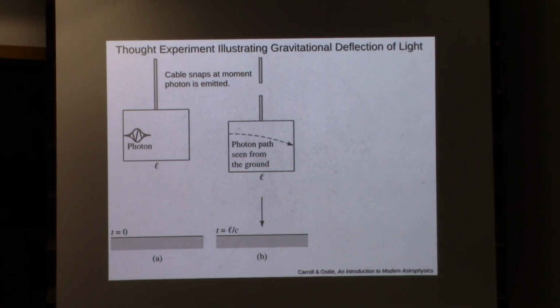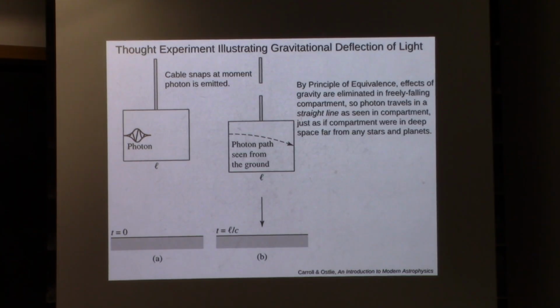What do we see? By the principle of equivalence, the effects of gravity are eliminated in the freely falling compartment. So the photon does the same thing it would do deep in outer space in a compartment that was just adrift amongst the stars. And we know that in that case, the photon would travel a straight line across the compartment. So within the freely falling compartment, the photon must travel in a straight line, just as if the compartment were in deep space, far from any stars and planets.